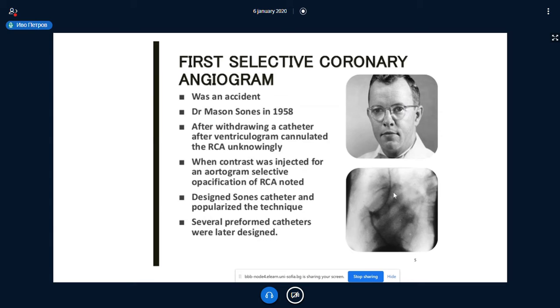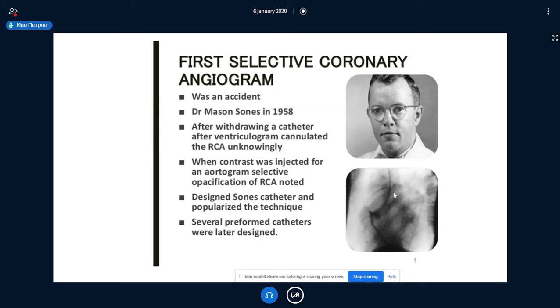The patient had ventricular fibrillation because the quantity of contrast that was injected was very big, but fortunately they succeeded to defibrillate him and to save his life.